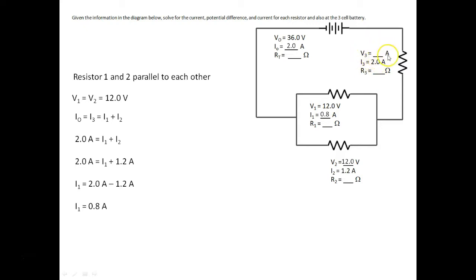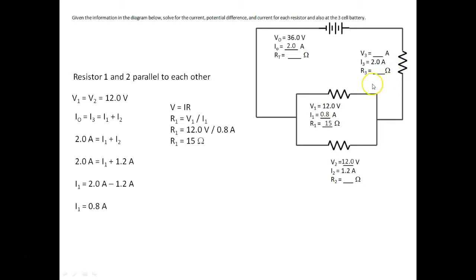However, I still need to determine this potential difference. One of the things I note though is I have a closed loop that goes like this, where it could go through resistor 1 and then through resistor 3. And if 36 volts is given at the power source and 12 volts is used here, the rest has to be used at this resistor.